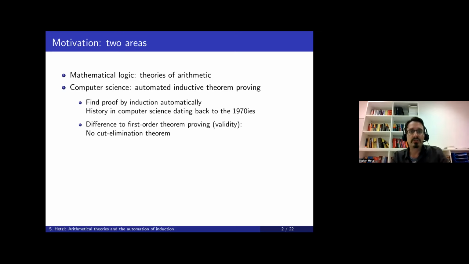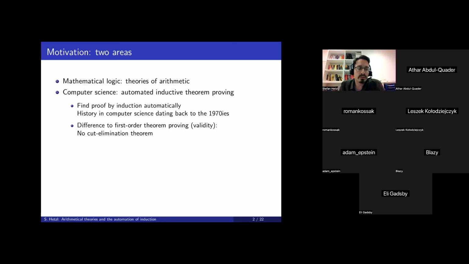Stefan, can I ask something? Yes, of course, please. Please interrupt me at any time with questions. So you're basically saying that if you have cut elimination, you can restrict yourself to looking for a cut-free proof, I guess. Exactly, yes. So how impractical or how practical is that? Because as you know, the theoretical lower bounds on the proof size blow-up in cut elimination are pretty insane.